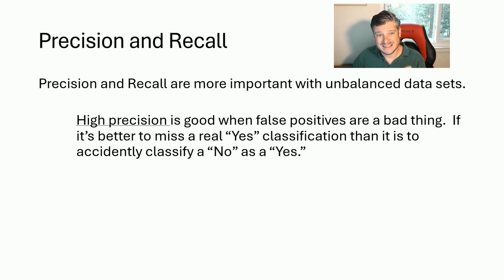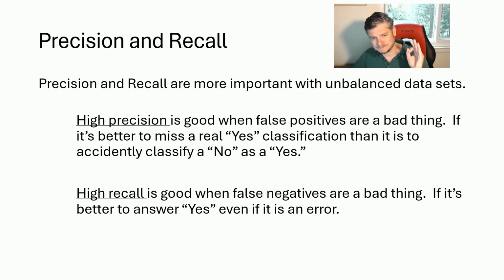So high precision, right? When we have a high precision, this is good if false positives are a bad thing, right? If it's really bad that I have a false positive, I want high precision. That means it's better if we miss a yes than it is to accidentally classify a no as a yes. And we'll talk about some scenarios to hopefully drill this down a little bit more, but the opposite of this would be high recall. High recall is when false negatives are a bad thing. That means it's better to answer yes, even if it's going to be a mistake. It's just better to catch every yes.